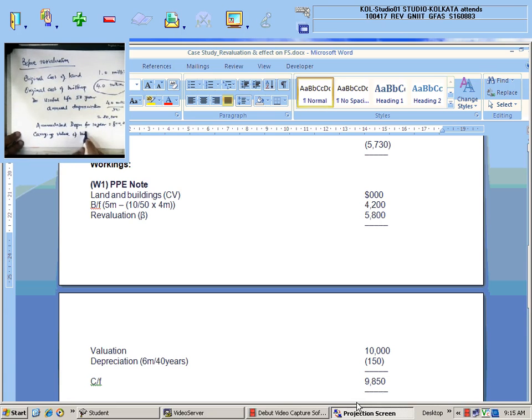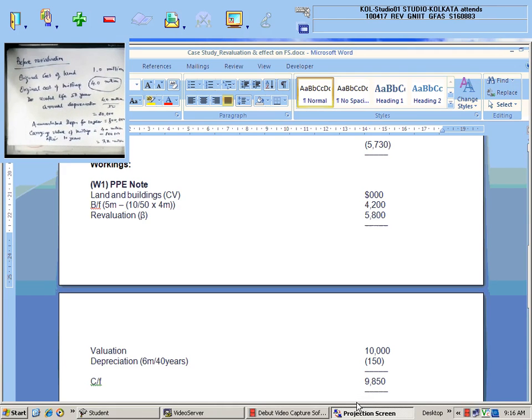So carrying value of the building after 10 years is 4 million minus 800,000, so that is 3.2 million. These are the numbers you have to remember.